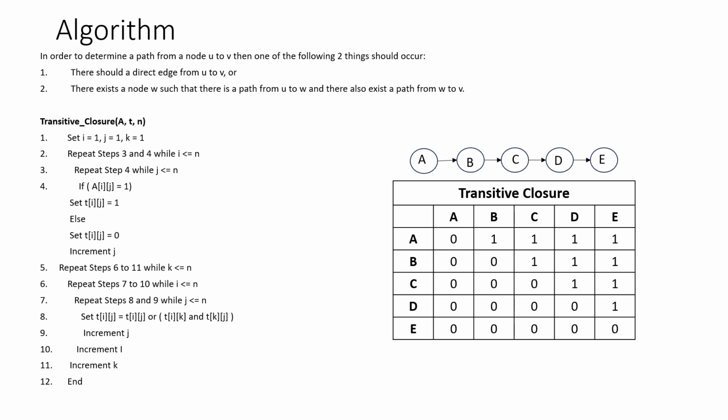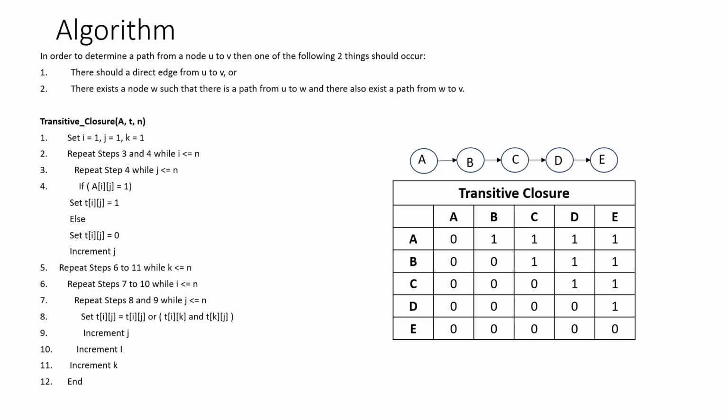So now we will discuss the algorithm to find the transitive closure of a particular graph. So the approach behind the algorithm is, to find the path from node U to node V, one of the following two things should occur. The first is there should exist a direct edge from U to V. If there exists a direct edge from U to V, then we can say that there is a path from U to V. It's an obvious thing.